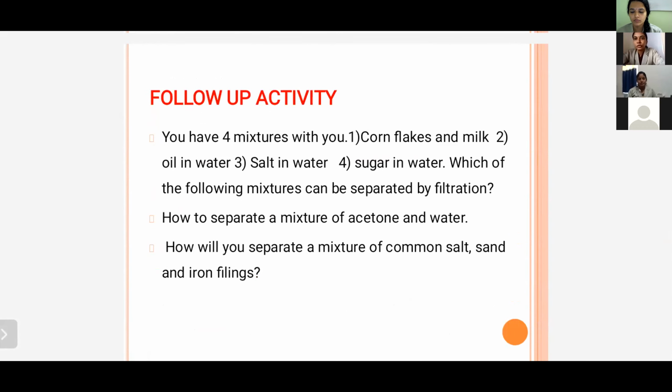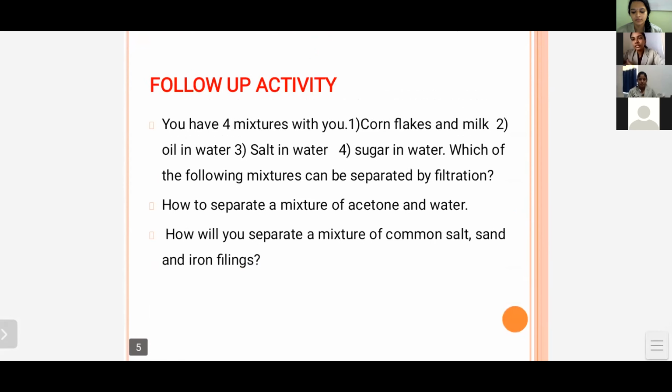And now the follow-up activity. You have 4 mixtures with you. 1, cornflakes and milk. 2, oil in water. Third one, salt in water. And the fourth one is sugar in water. Which of the following mixtures can be separated by filtration? How to separate a mixture of acetone and water? How will you separate a mixture of common salt, sand, and iron filings? These are the follow-up activities for you today. Hope you can answer all.